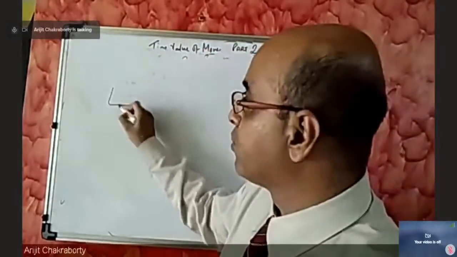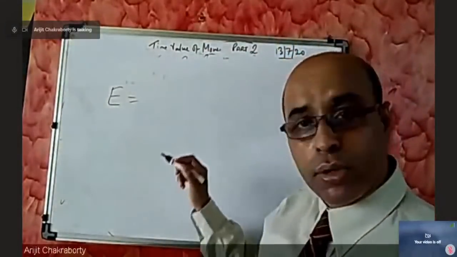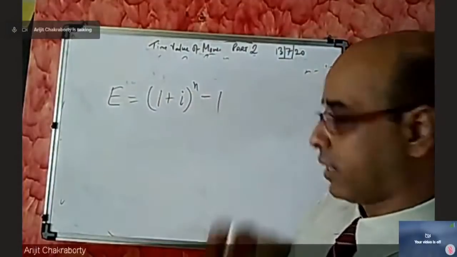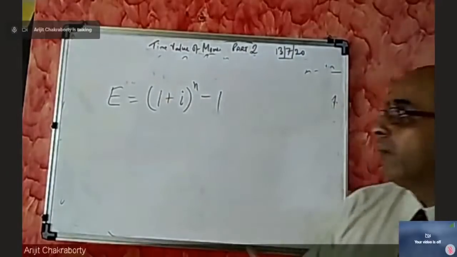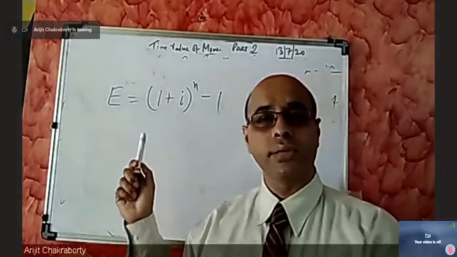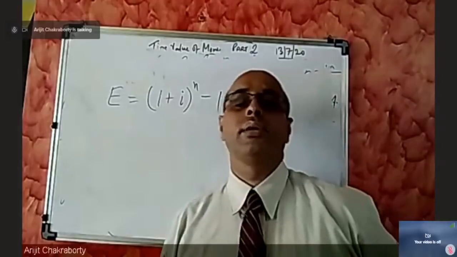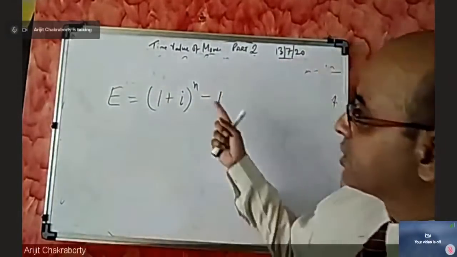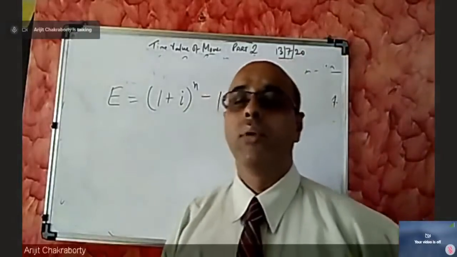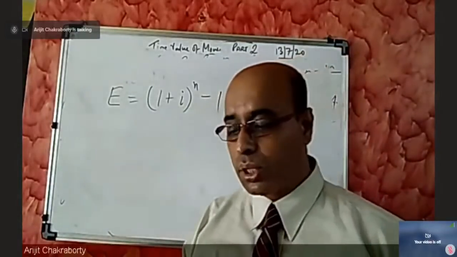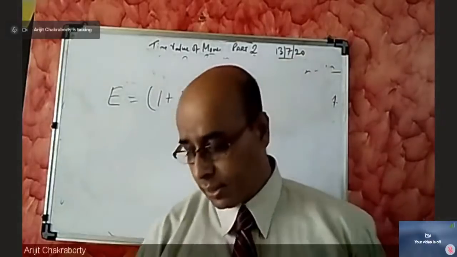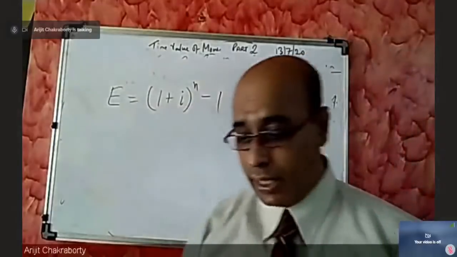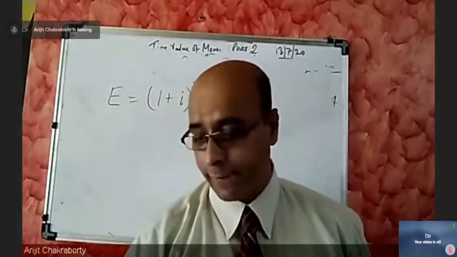The effective rate of interest E is given by the formula (1 plus I) to the power n, minus 1, where I is the rate of interest. In the last example, we saw that the rate of interest was 6%. This is what we have to keep in mind when we are trying to compute, and ultimately this will be useful for you. E is equal to (1 plus I) to the power n minus 1.